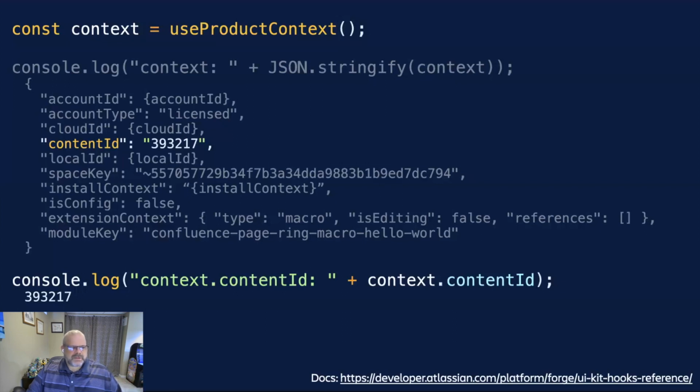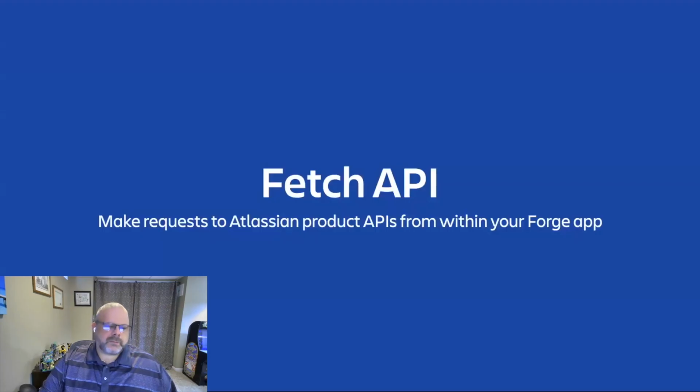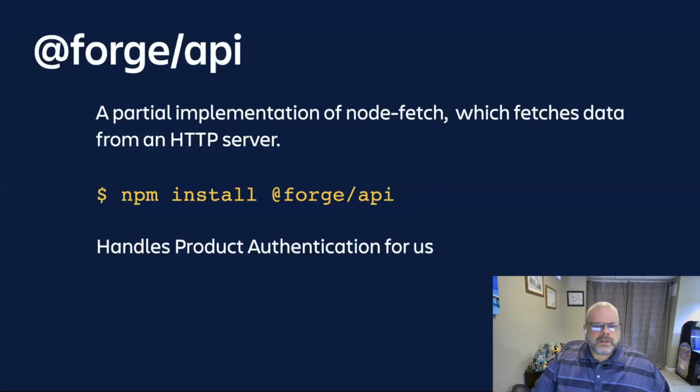All right, so that is sort of the one call there, the use product context, that we need to basically get the information about the page so that we can do the next thing, which is be able to call the API. So we need a fetch API. This will make requests to Atlassian product APIs within your Forge app. And so we need another package. We need the Forge API package. This was not installed with the template.